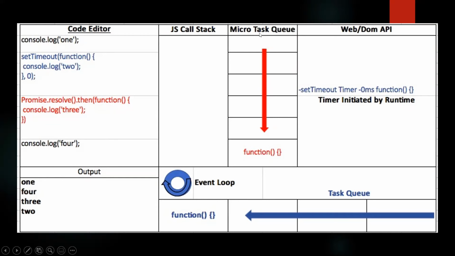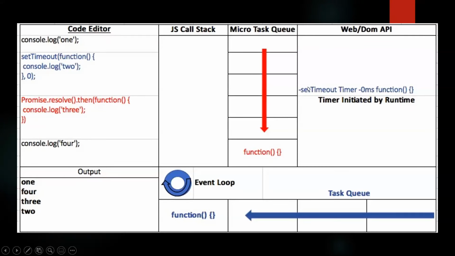Also, the micro task queue has higher priority than the set timeout or task queue. So this is the reason we got 3. The event loop now prints the micro task queue as 3. Now the event loop will check the call stack. If the call stack is empty and the micro task queue is empty, then it will pick the callback functions in the task queue. This task queue is also known as the callback queue. It will pick this set timeout callback function, put it on the call stack and execute it. So this is the reason 1, 4, 3, 2 is the order of execution.